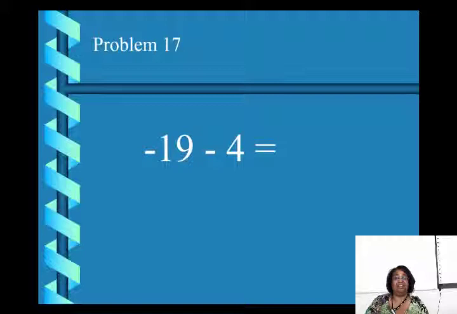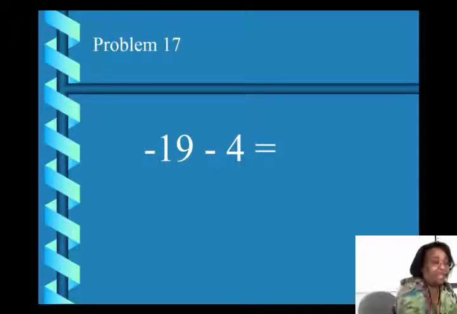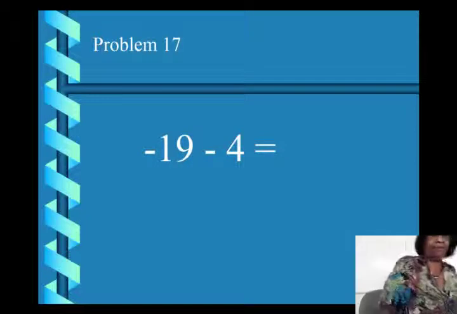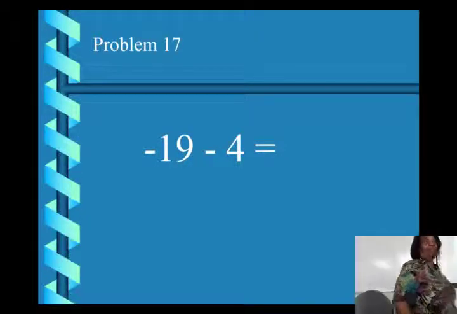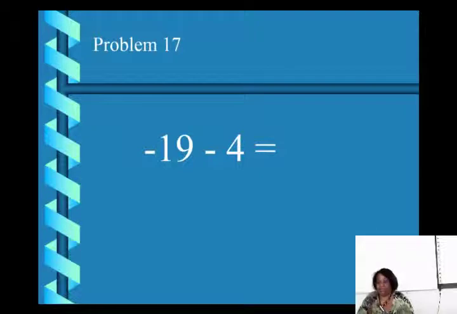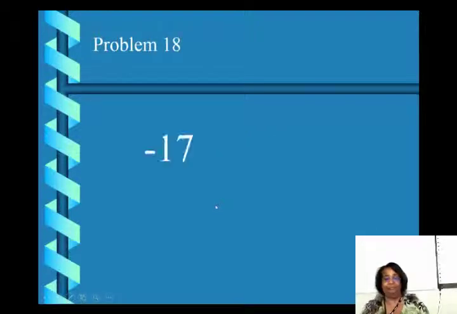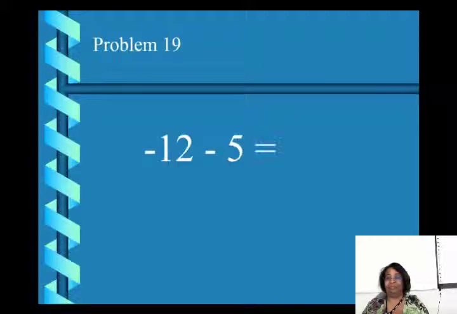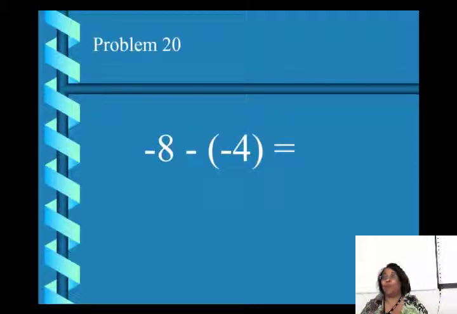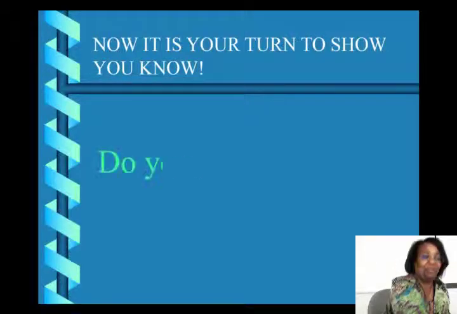No, not -15. What happens to the 4? Oh, you know what? Negative 23. No, it's negative 23. Yeah. You add them together. Do you see that? That becomes plus and negative? Yes. Okay. That's right, negative 23. Negative 24. Right, negative 24. This one? Negative 17. Negative 17. What's this one? Negative 4. Right.